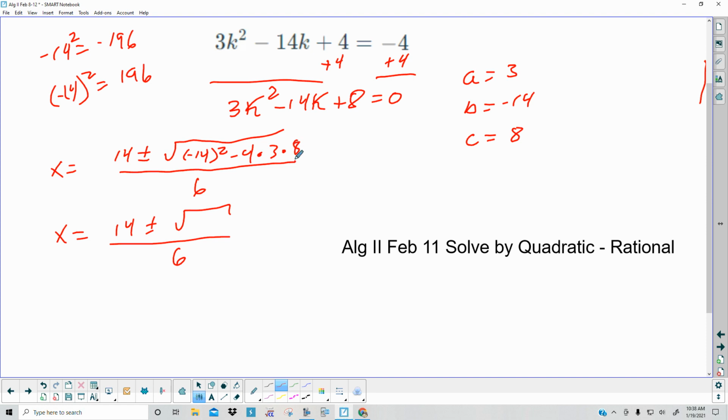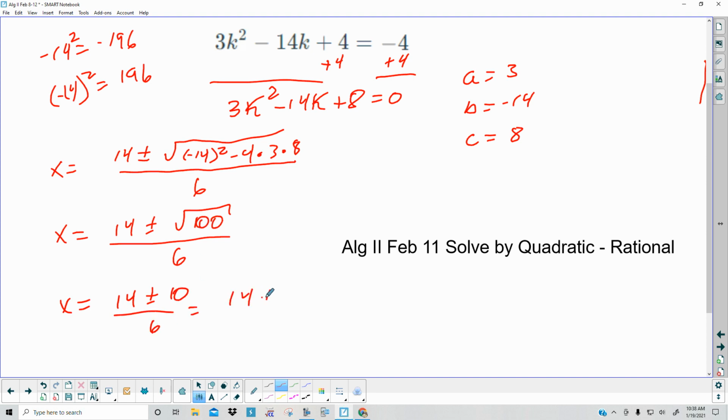Now we're going to simplify this. So I'm just going to type it as is, parentheses and all, right in the calculator. So parentheses negative 14, oops, I hit the wrong button. Negative 14 squared. Oh, come on, fingers. Negative 14 squared minus 4 times 3 times 8. And I get 100. Can't see the 100 very well. Sorry about the poor penmanship. Square root of 100 is 10 over 6.